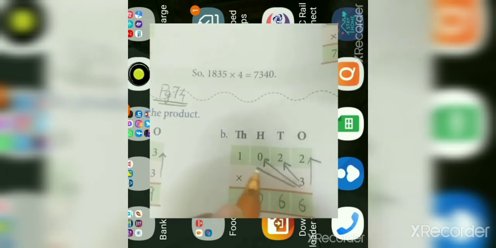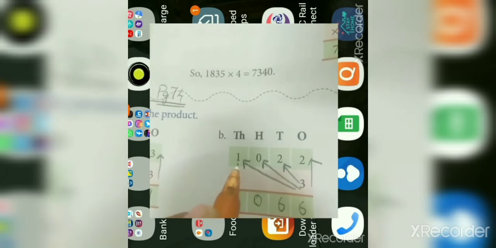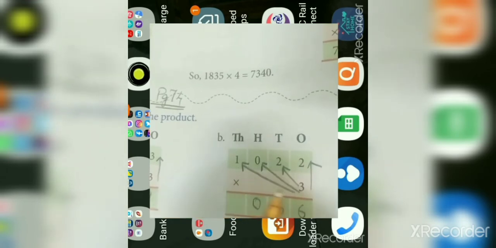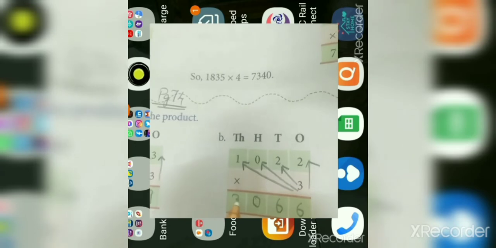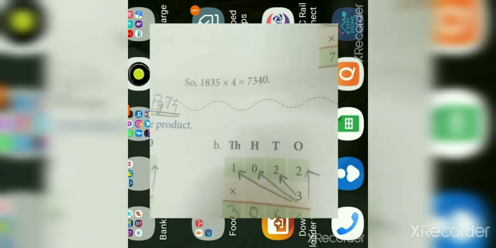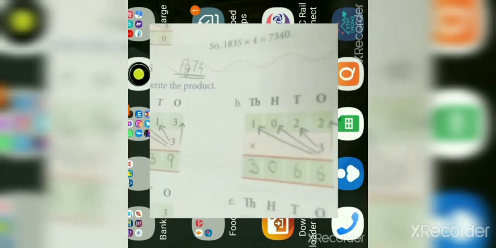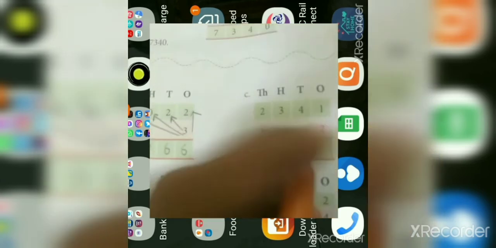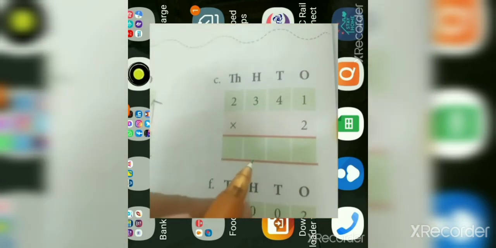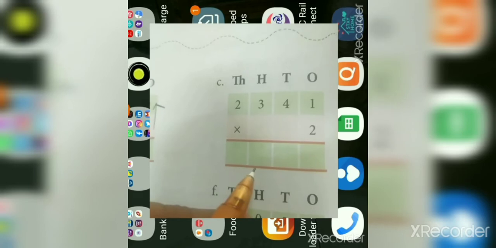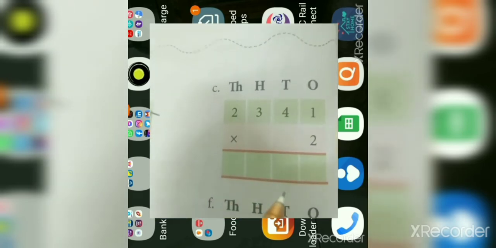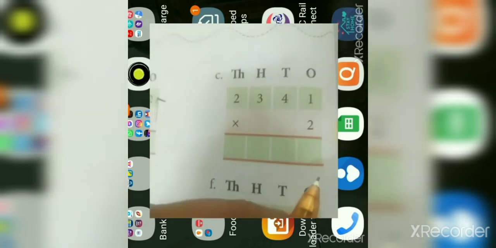Now we will multiply with the number in the thousands place. Thousands place 1 is there, so 3 ones are 3. So the answer is 3066. Now see here. Till now we have drawn arrows, but from now onwards I am not going to draw the arrows. I will only tell you how to multiply.